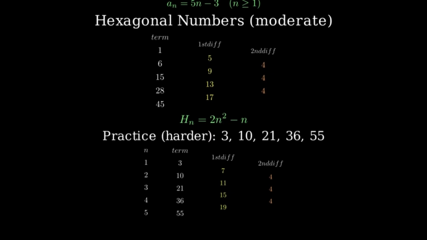For n equals 1, we get a plus b plus c equals 3. For n equals 2, we get 4a plus 2b plus c equals 10. For n equals 3, we get 9a plus 3b plus c equals 21. Subtracting shows a equals 2, b equals 1, and c equals 0. So the formula is 2n squared plus n.